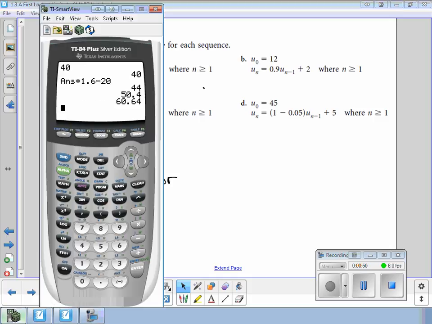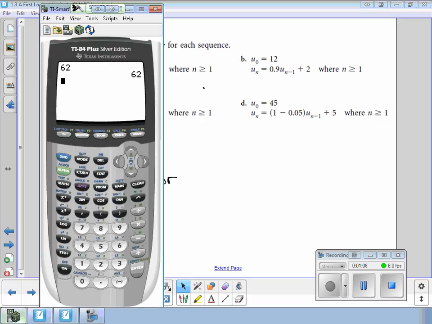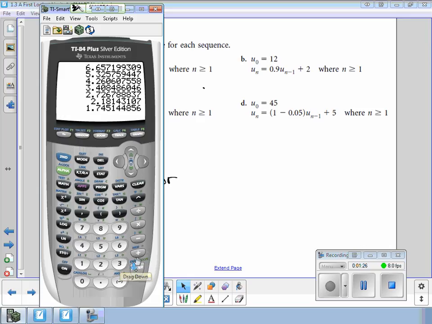All right? So on your calculator, you can say, okay, what is the first term in this sequence? 62, right? So the first term is 62, and hit enter. Then it says that the next term is 0.8 times the previous term. So you can hit times 0.8, enter. So we have 49.6, we have 39.68, and then you just continue to hit enter until you get tired of hitting enter, or until you think that it's leveling off or stabilizing or reaching a limit.